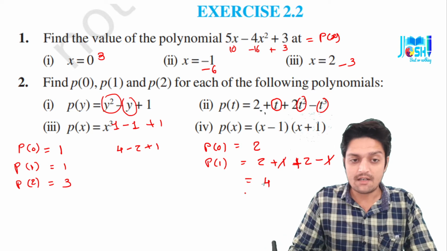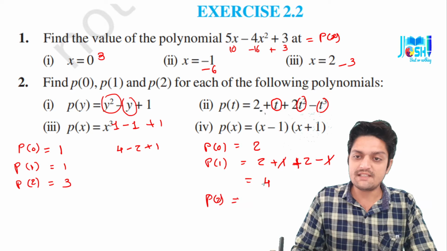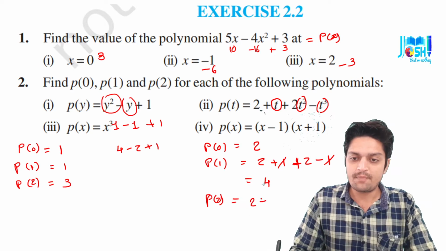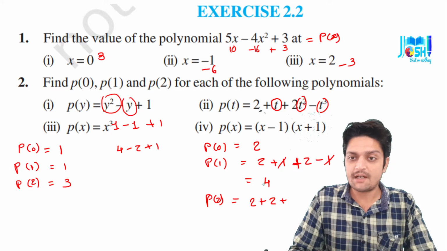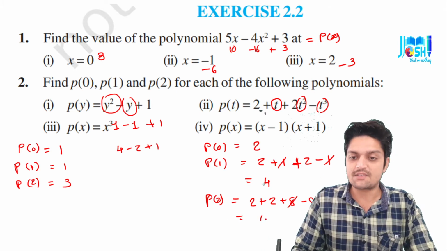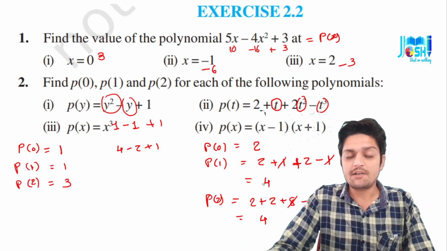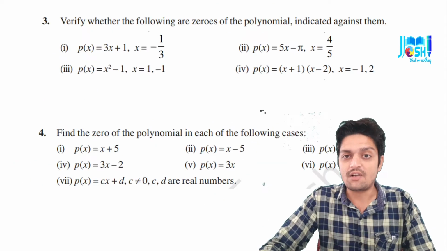Okay, and now the last one, p of 2. Then p of 2 is equal to 2 plus t, which is again 2, 2 square is 4 because t square here, 2 square is 4, 4 2s are 8, minus 2 cube. 2 cube is again 8, then 8 and 8 cancel, so 2 plus 2, again you will get 4. Okay, clear? So this was question number 1 and 2. Third and fourth you people have to solve yourself.